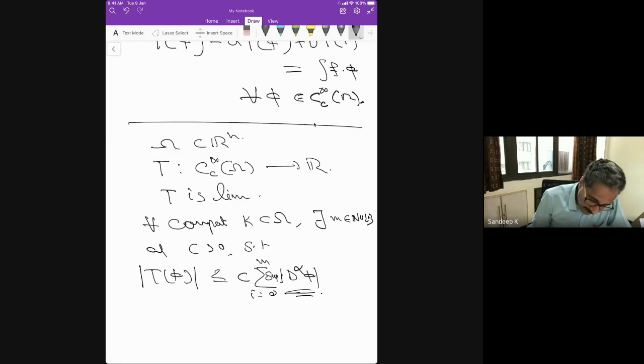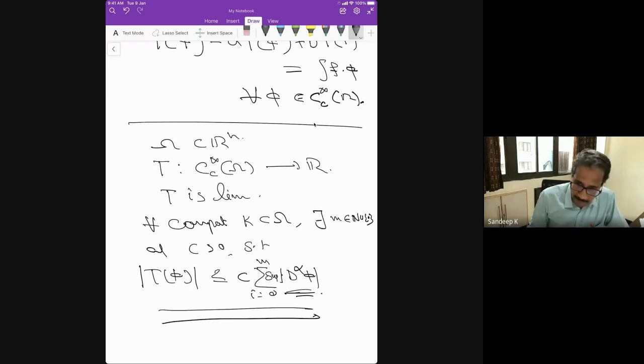Linearity is there. This estimate is what is known as the continuity part of that linear map. In fact, there is a topology here, with respect to which it becomes a topological vector space. And this condition actually tells you that T is continuous with respect to that vector topology.